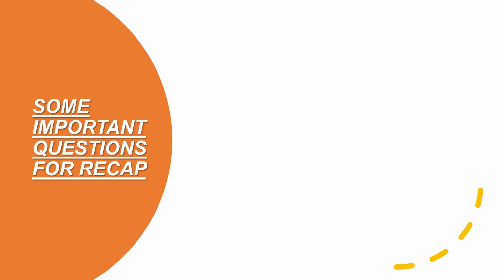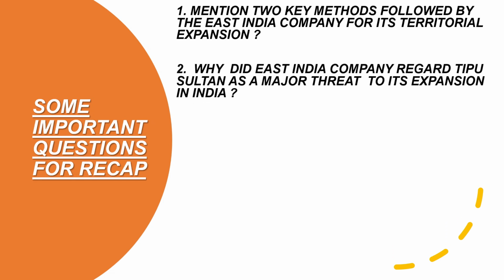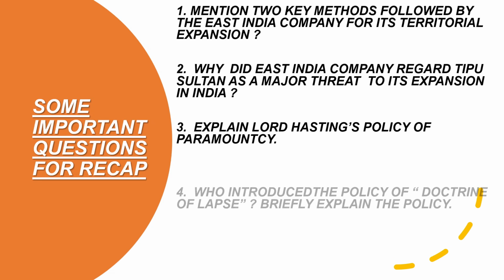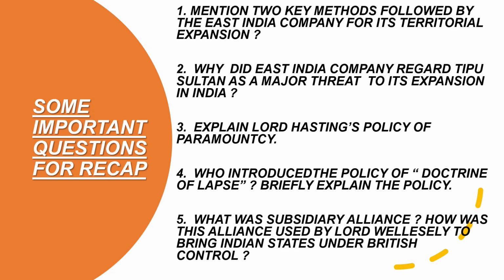Some important questions for recap. Number one, mention two key methods followed by the East India Company for its territorial expansion. Number two, why did East India Company regard Tipu Sultan as a major threat to its expansion in India? Number three, explain Lord Hastings' policy of paramountcy. Number four, who introduced the policy of Doctrine of Lapse? Briefly examine the policy. Number five, what was Subsidiary Alliance? How was this alliance used by Lord Wellesley to bring Indian states under British control?